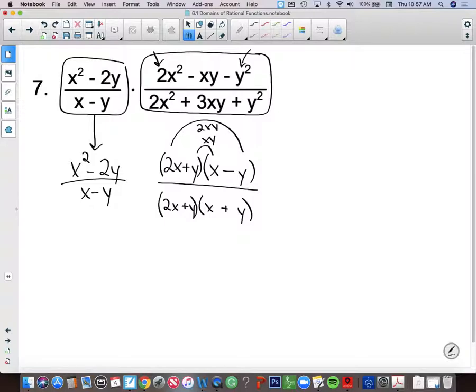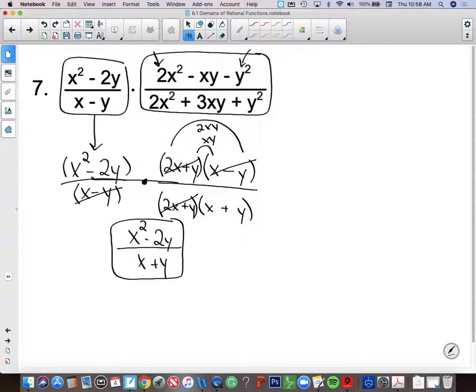All right? So now we're looking straight across here. So we're multiplying these things. So let's just kind of add parentheses here. Got my numerator and my denominator since we're going straight across. And let's start canceling things out. So I got an x minus y down here. I also got one up here. I got a 2x plus y here and here, so those are going to cancel. So the only thing I have left would be x squared minus 2y over x plus y.